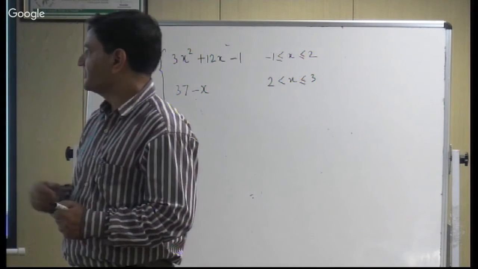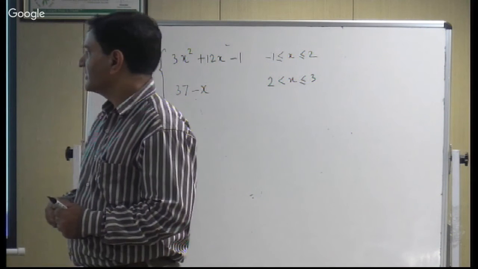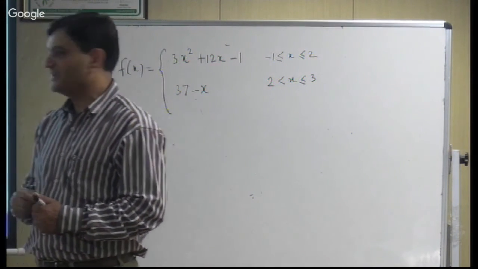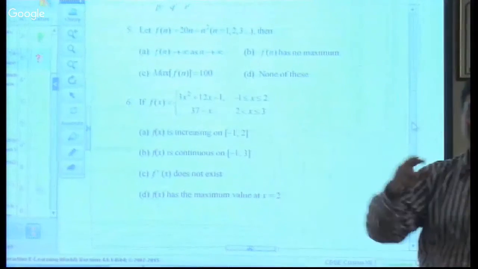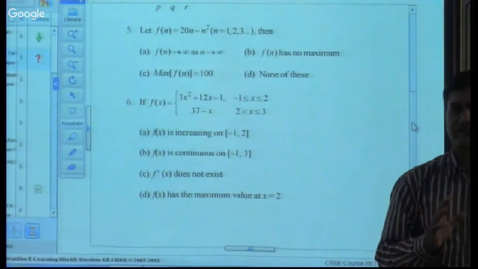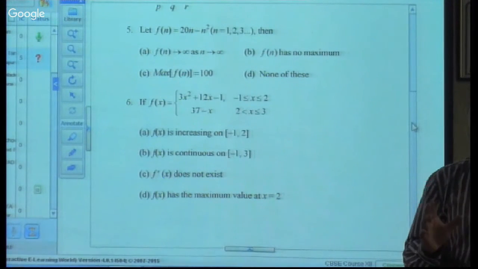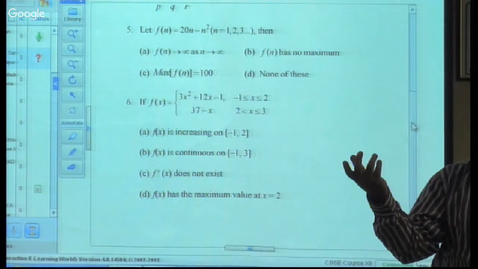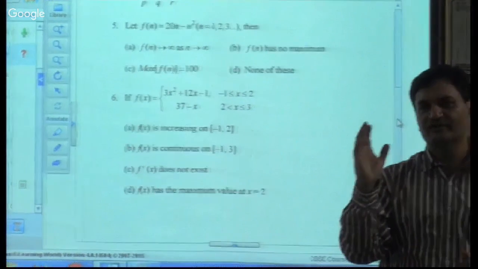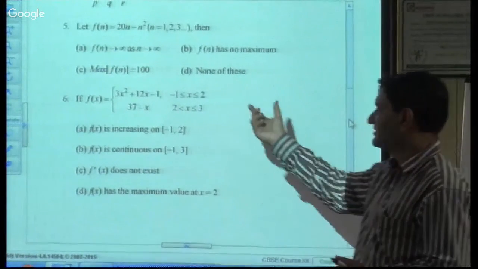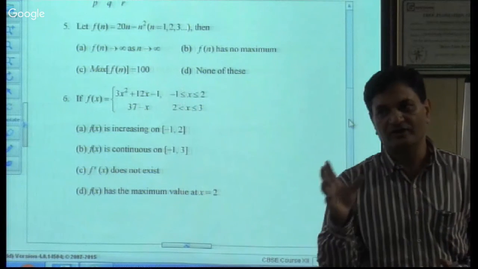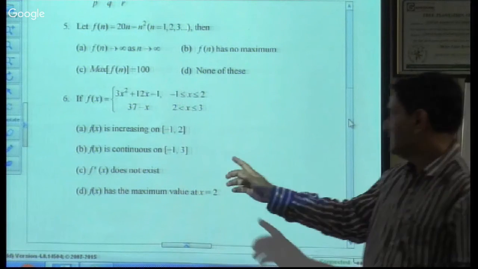Now see the second option. Fx is a continuous curve on minus 1, 3. To find out whether it is continuous on minus 1, 3, it is slightly difficult at one point. Separately, these functions are continuous. Every polynomial is continuous throughout the real values if the domain is not mentioned. Here you have some restricted interval. So 3x square plus 12x minus 1 is continuous. There's no doubt about it.